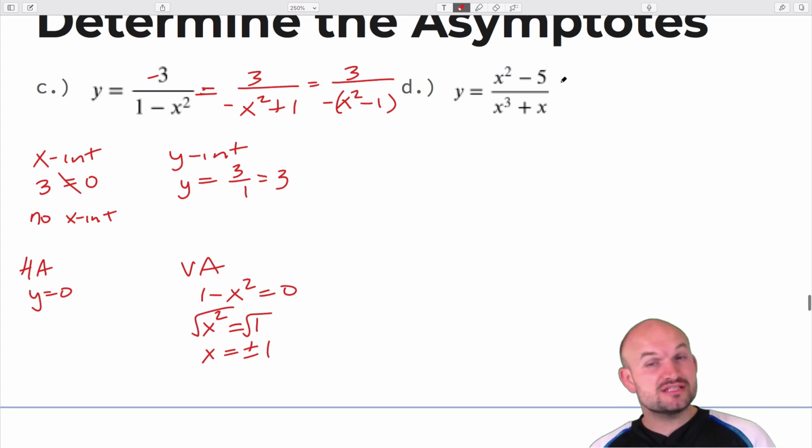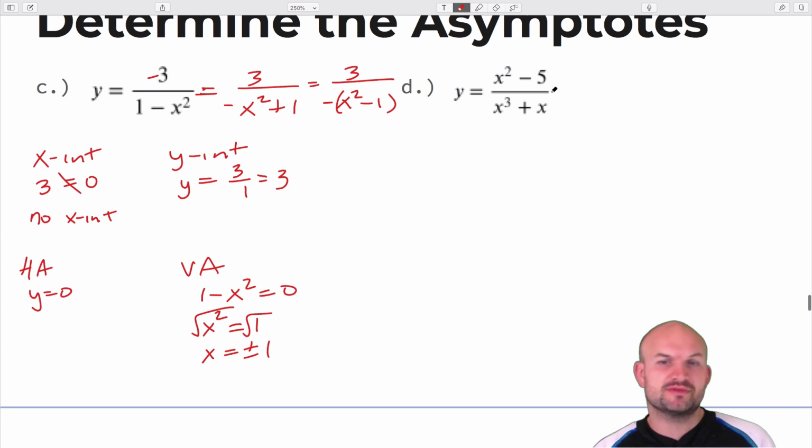I can't factor this. It looks like a difference of two squares. You could, but you could factor this across irrational numbers if that's something you're comfortable with.